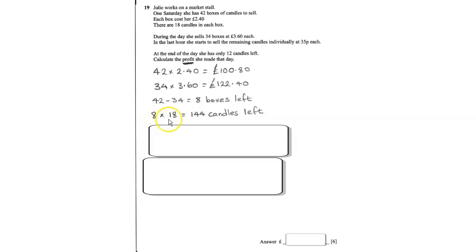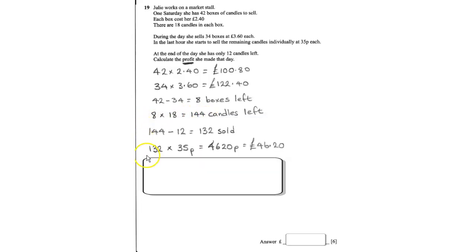Next step was 8 times 18, because she's got 8 boxes left, and it tells you in the question there are 18 candles in each box. So we're looking for the total amount of candles she has left to sell. 144 candles were left, so we're doing 144 take away 12, because in the question it says at the end of the day she has only 12 candles left. So if we do 144 take away 12, we know that she sold 132 candles.